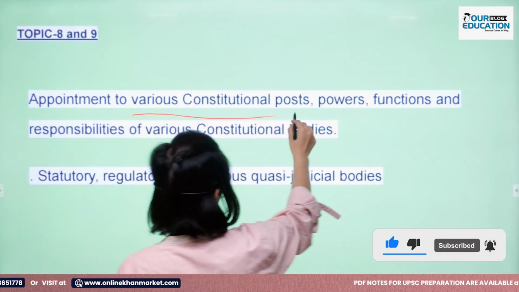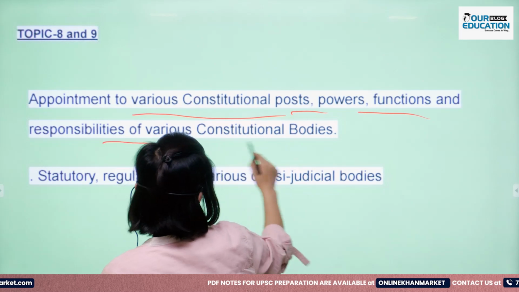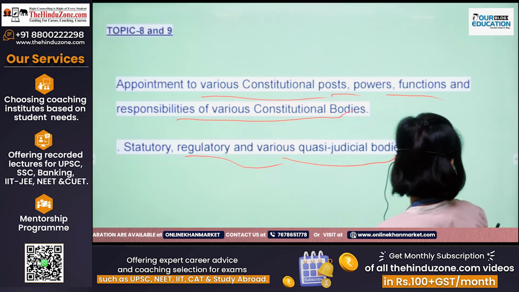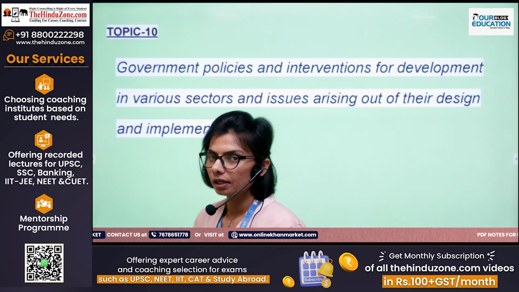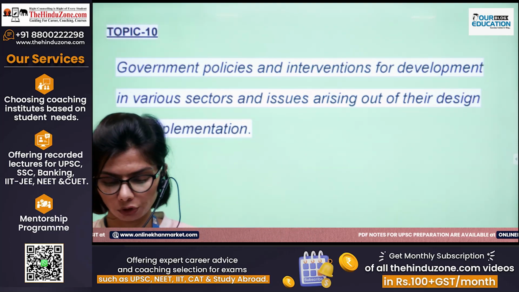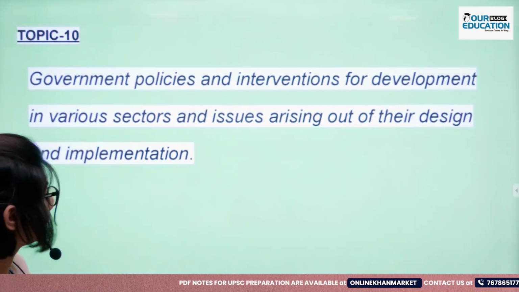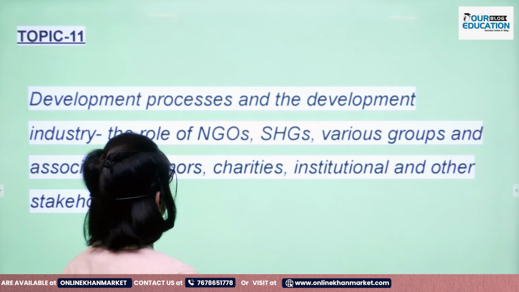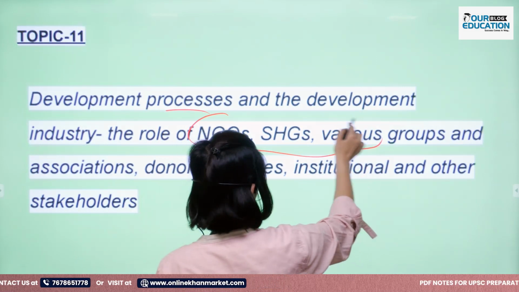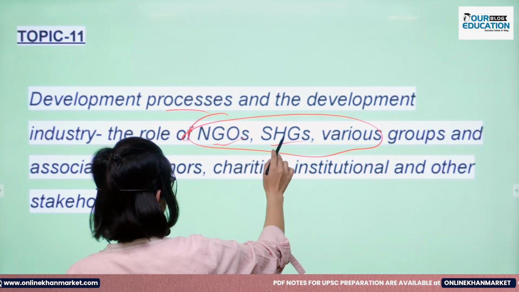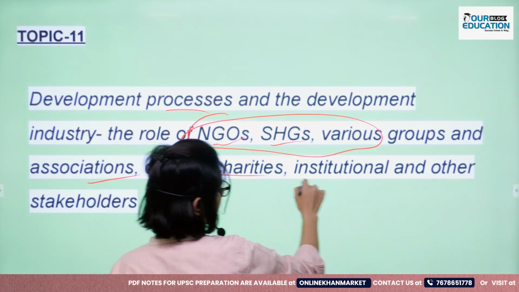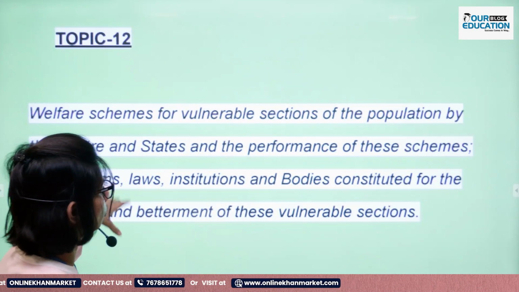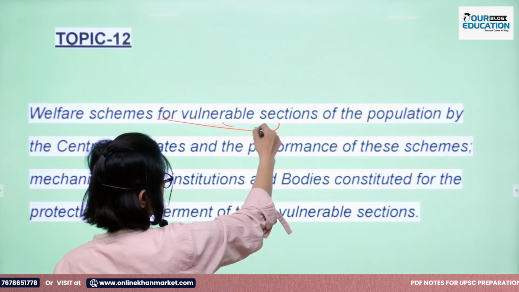Next, appointment to various constitutional posts, powers, responsibilities, and constitutional, statutory, regulatory and quasi-judicial bodies. These come under the governance part, along with government policies and interventions and development of various sectors and the implementation process. Again it's governance, where NGOs, SHGs and associations, charity institutions are covered in your syllabus. It's about welfare, which comes under the social justice part of the syllabus.